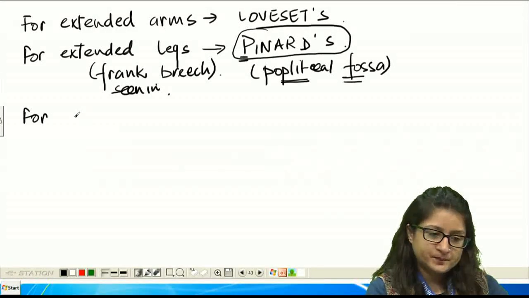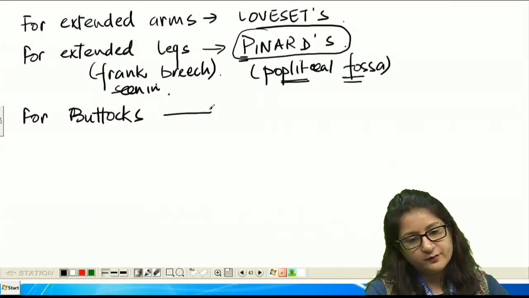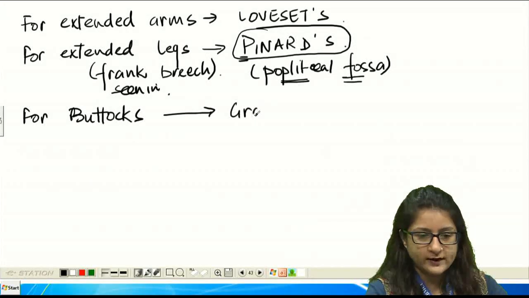Then for buttocks, the maneuver for delivery of the buttocks is called groin traction.